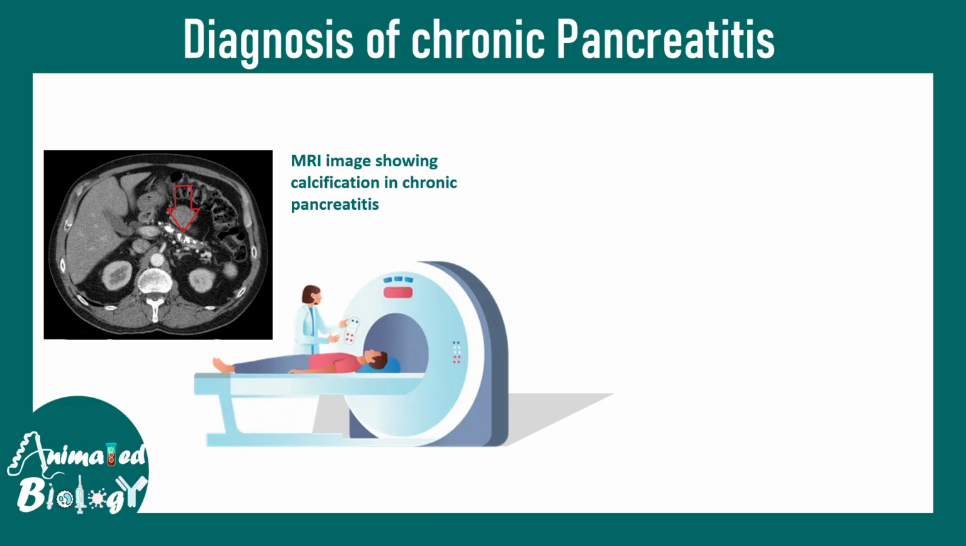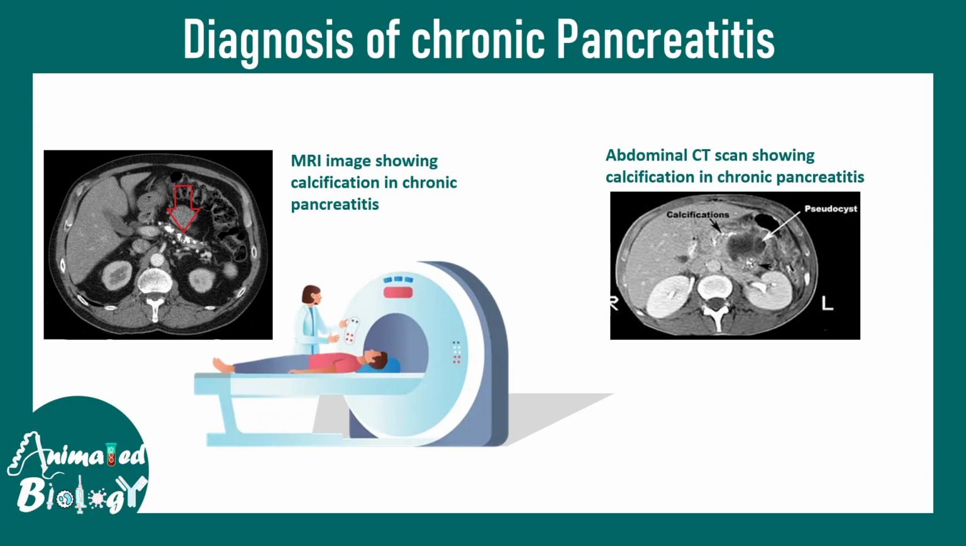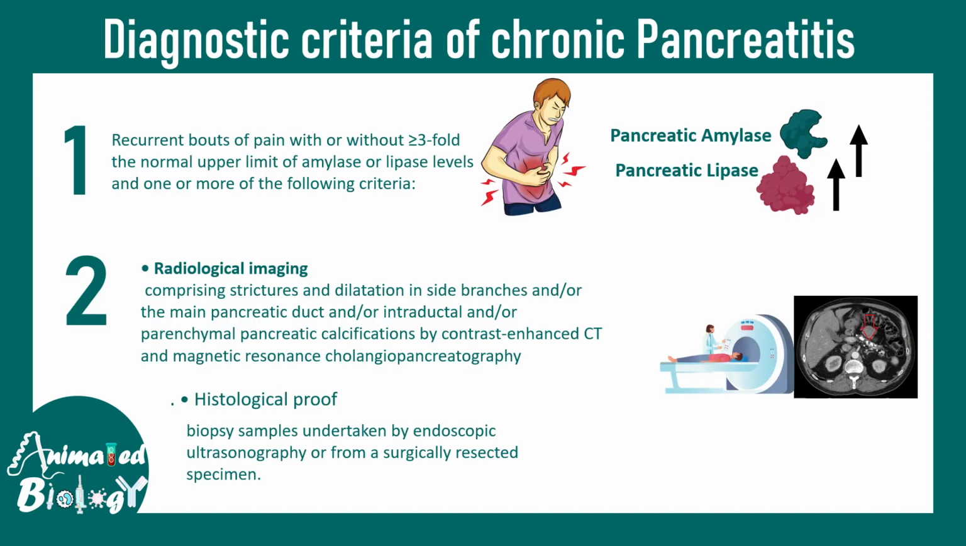Other imaging procedures include MRI imaging, which can show calcifications in chronic pancreatitis patients. You can see the red arrow depicting calcifications. Also, abdominal CT can be an alternative to MRI imaging. It all depends on the price. Pseudocysts or calcifications can be easily detected using CT scans.